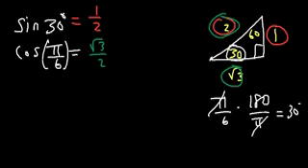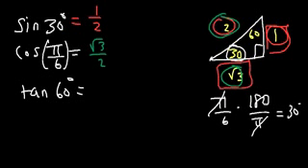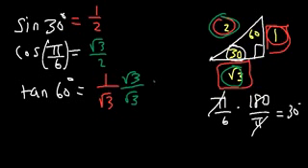So let's say if you want to find out what tangent of 60 is. Tangent is opposite over adjacent, so it's root 3 over 1, which is root 3.